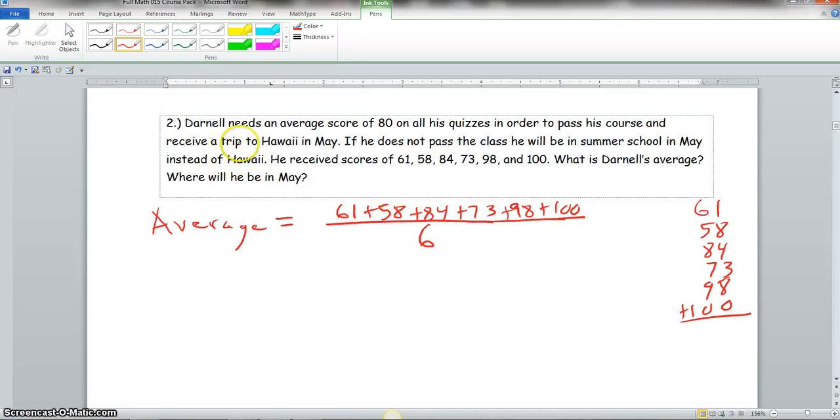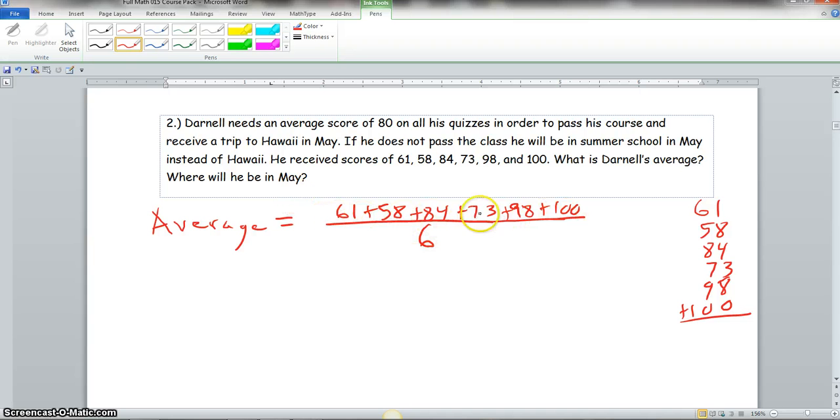It says here, Darnell needs an average score of 80 on all his quizzes in order to pass his course and receive a trip to Hawaii in May. If he does not pass the class, he will be in summer school in May instead of Hawaii. He received scores of 61, 58, 84, 73, 98, and 100. What is Darnell's average? Where will he be in May?